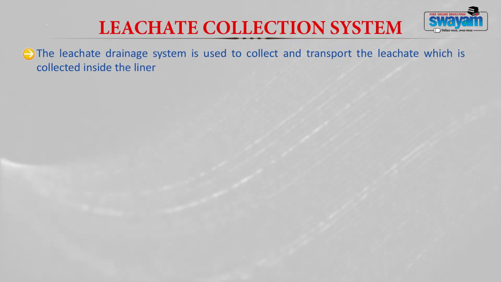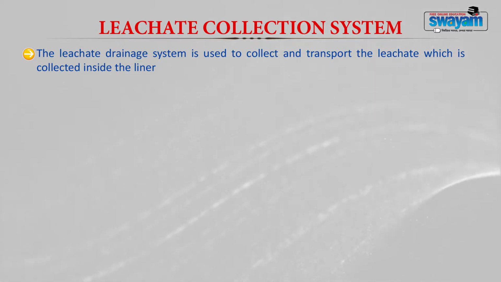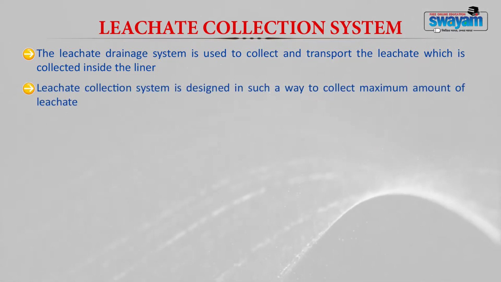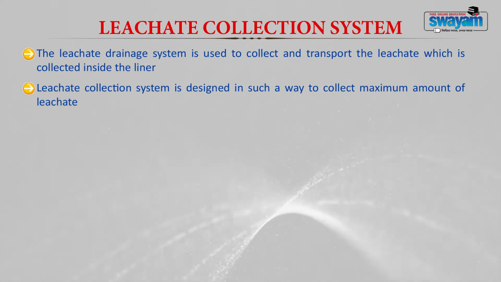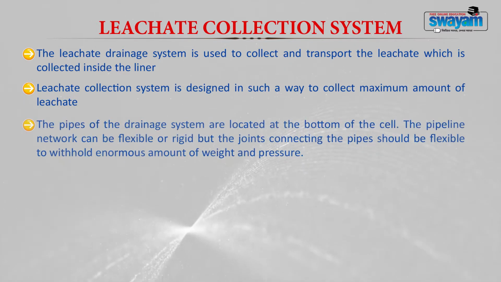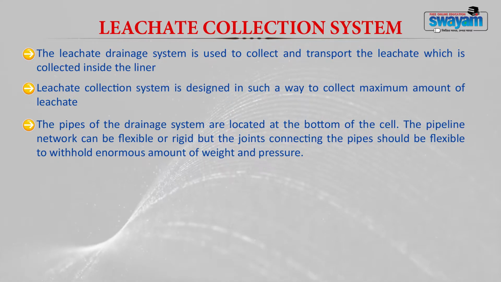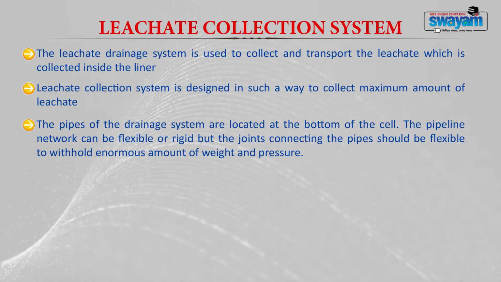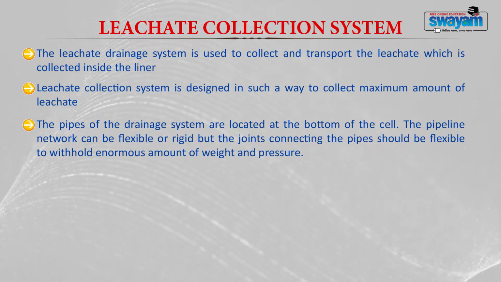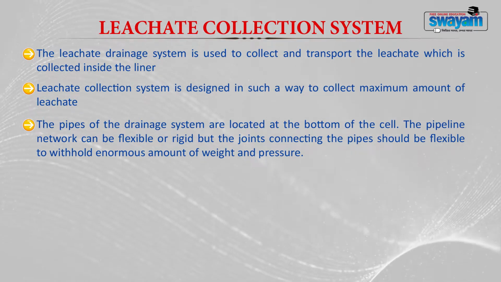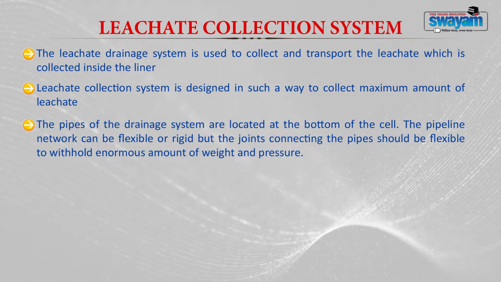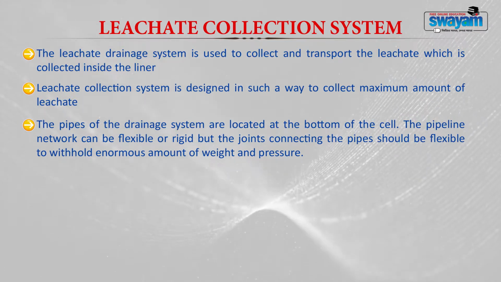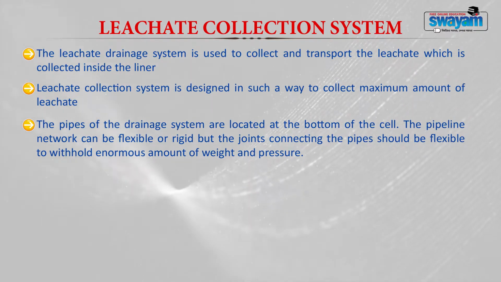The second component is the leachate collection system. The leachate drainage system is used to collect and transport the leachate. They are generally designed in a way to collect the maximum amount of leachate, and the pipes of this drainage system are generally located at the bottom. They can be flexible or rigid, but the joints of these pipes should be flexible so that they can hold the weight or pressure that is created by the overlying waste.